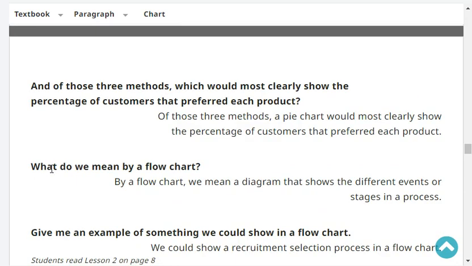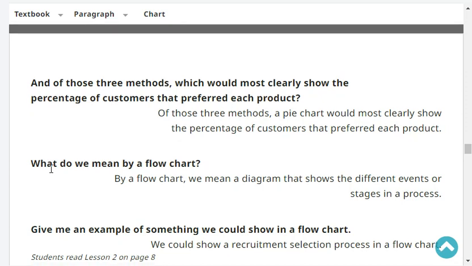Right, and of those three methods, which would most clearly show the percentage of customers that preferred each product? Of those three methods, a pie chart would most clearly show the percentage of customers that preferred each product. Very good.